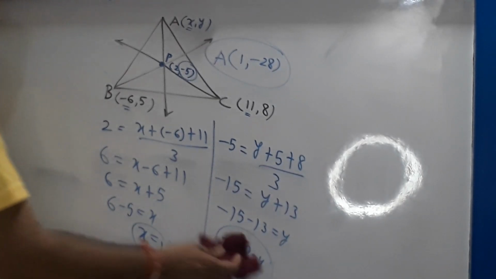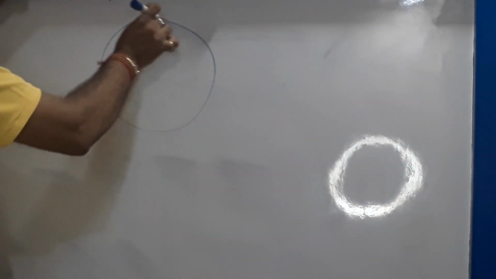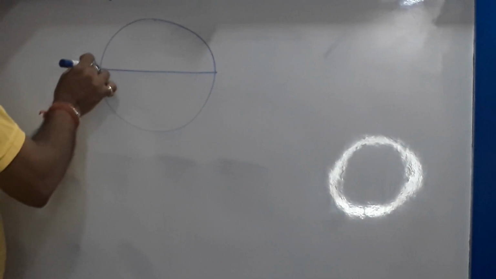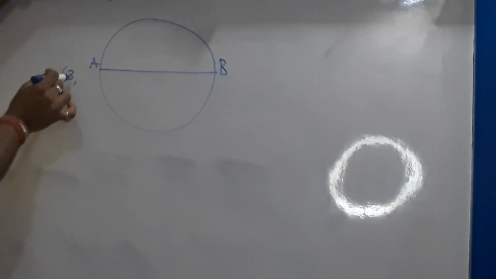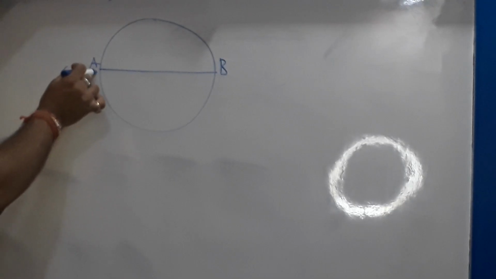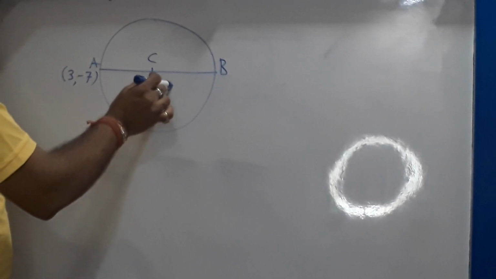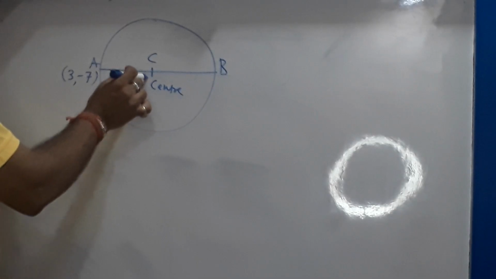Then there is one last type of question, that is the circle. You are given a circle. AB is a diameter. The coordinate of A is (3, -7). The coordinate of B is not given. C is the center of the circle. The coordinate of C is (-2, 5).